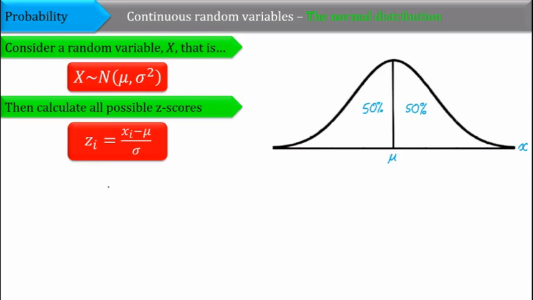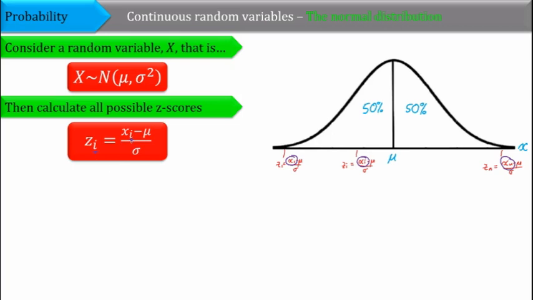Right, now the next step, we'll calculate all possible z-scores. So that means we will take each and every single x value that we have on our real line or in our data set. We'll subtract the mean from it, which is mu, and we'll divide by sigma, which is our standard deviation. So this subscript i over here just refers to all possible x values and all possible z values.